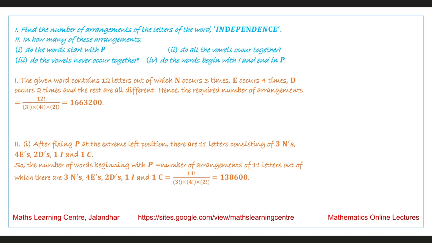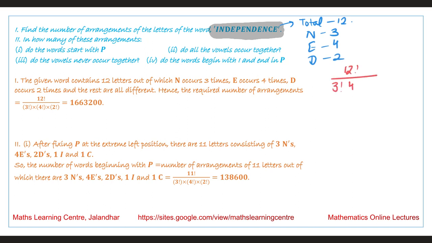Next, find the number of arrangements of the letters of the word independence. The total letters are 12, out of which N occurs 3 times, E occurs 4 times, D occurs 2 times, and the rest are all different. By using the formula, the answer is 12 factorial over 3 factorial into 4 factorial into 2 factorial, and on solving this we obtain the answer.